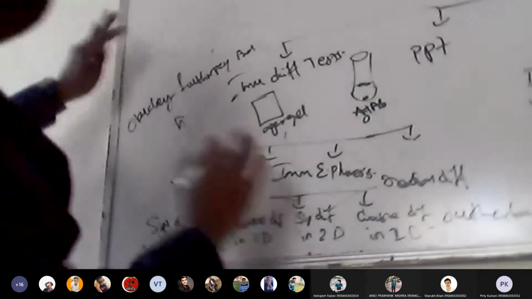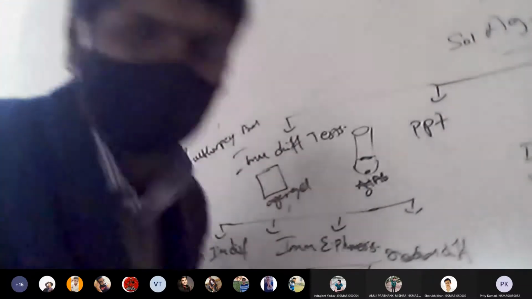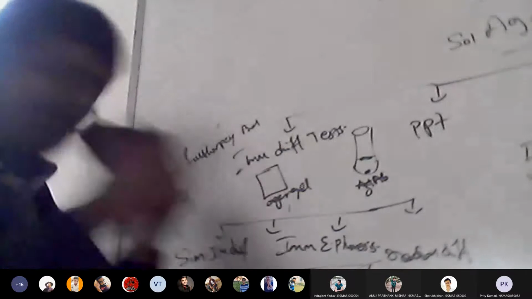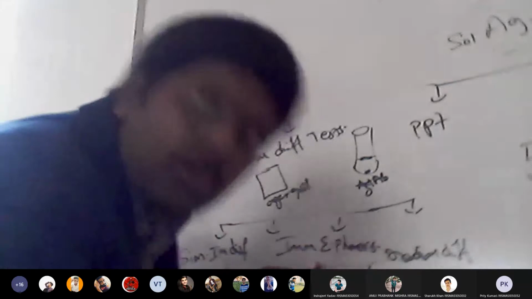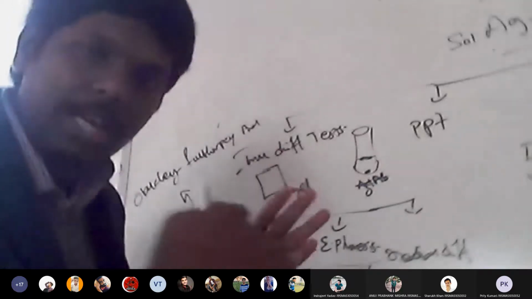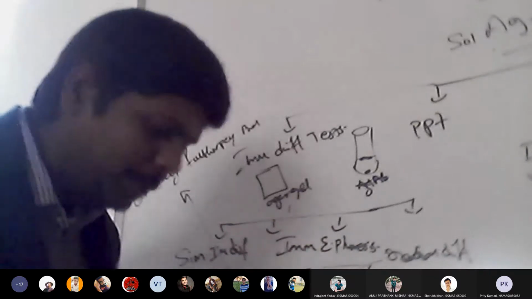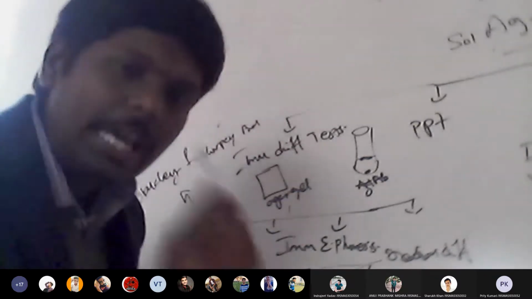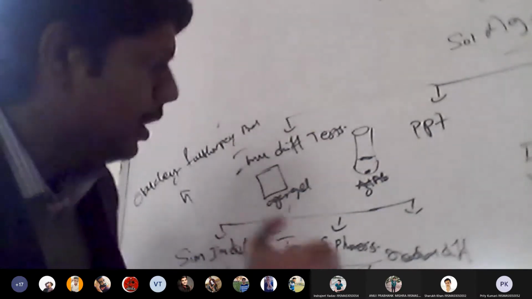Okay. So this is all about the simple immunodiffusion test. Then we have another type of immunodiffusion test, which is immunoelectrophoresis. In immunoelectrophoresis we have three types. Here we will apply electric current to increase the speed of the antigen antibody reaction. In order to increase the speed, we will use electricity, and those tests are called immunoelectrophoresis.